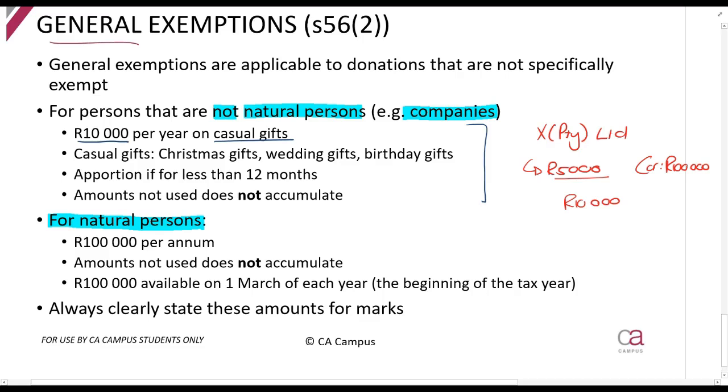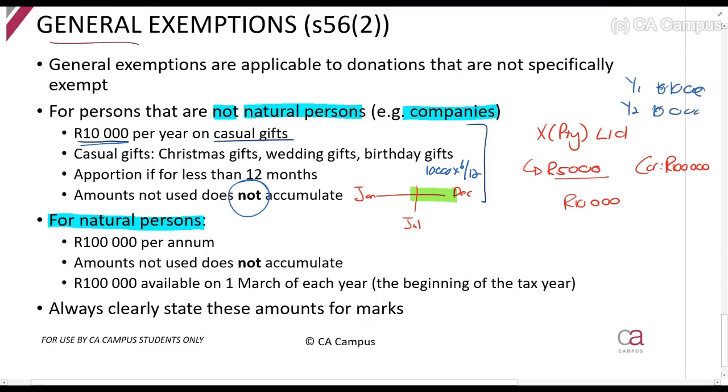Right. If your company started halfway through the year, so let's say you only traded for 6 months, you've got a December year end, but your company started on the 1st of July, for those 6 months you'll have to say 10,000 times 6 over 12. So there's only 5,000 rands available there. It does not accumulate. That means year 1, year 2, if I didn't use anything in year 1, I don't have 10,000 from last year plus 10,000 from this year, 20,000. Okay, you only get 10,000 per year.